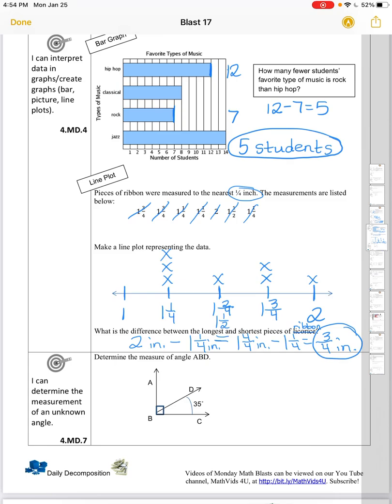I can determine the measurement of an unknown angle. Determine the measure of angle ABD. So angle ABD, I'm going to outline that here, ABD. It's this angle right here that we're trying to figure out.